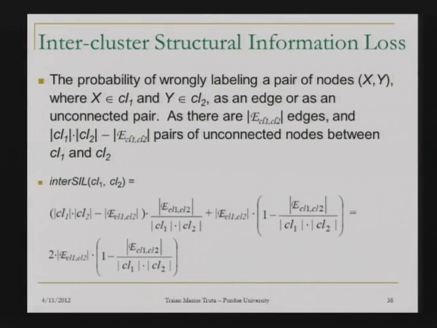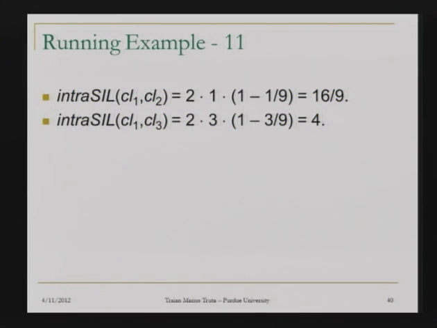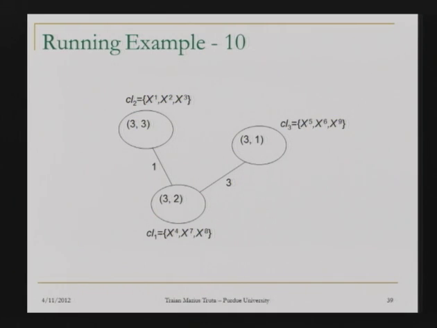Anyway, you also have a similar information loss between clusters. The formula looks even more difficult, but it's pretty much the same idea. As an example here, we have 3 edges, actually 2 edges, and one with 0 weight, therefore not shown in this example. But let's compute the information loss between CL1 and CL2, as well as between CL1 and CL3. Between CL1 and CL2, the information loss computed with that formula is 16/9. Between CL1 and CL3 it is 4. So there is more information loss between CL1 and CL3.